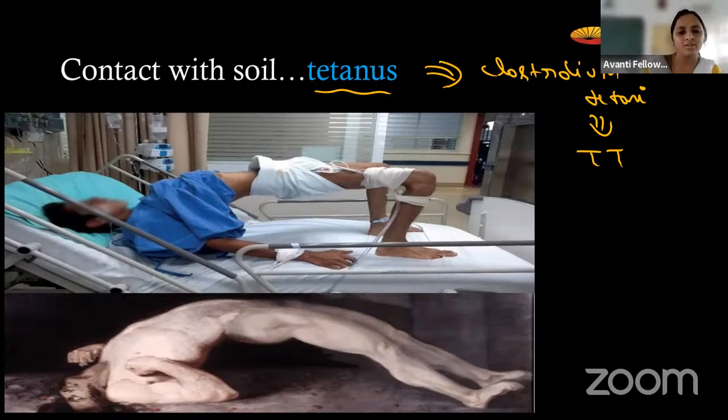So we have to be careful while the children are playing, when they eat the soil. There also we have to be very careful.